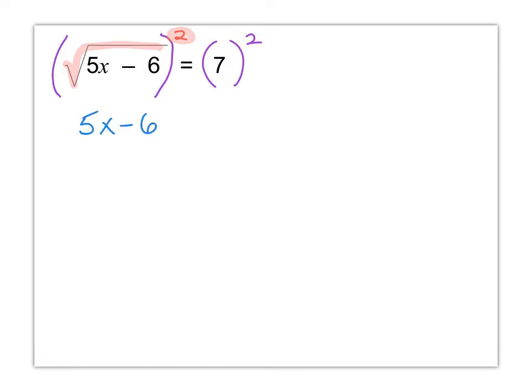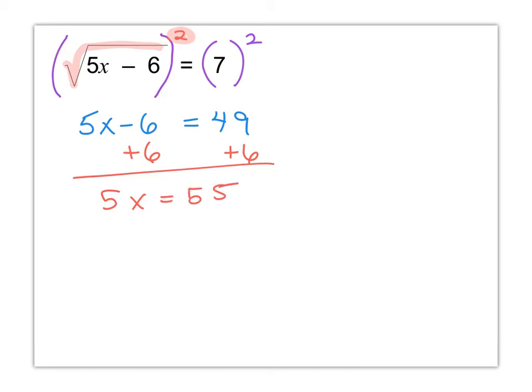So the square root and the squared power are inverses, and they'll cancel each other out to get 5x minus 6 on the left side, and on the right side, 7 squared, we get 49. Now we can solve this equation for x by adding 6 to both sides of the equation. And then we get 5x is equal to 55. And then we can divide both sides by 5 so that we get x is equal to 11.